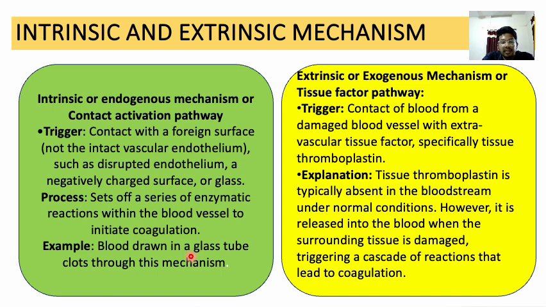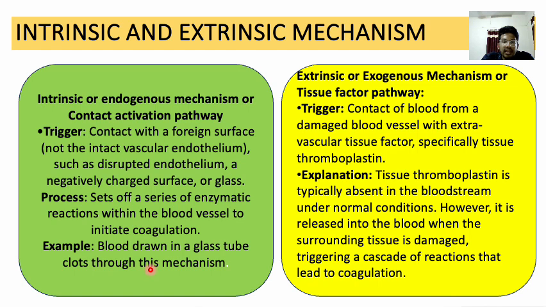Example, the blood which is drawn in a glass tube is close to this mechanism. If you are taking some blood after an injection, you will draw the blood, and if you take it to a glass tube, after some time you can see that the blood is getting clotted in that. This is because of the intrinsic or the endogenous or the contact activation pathway.